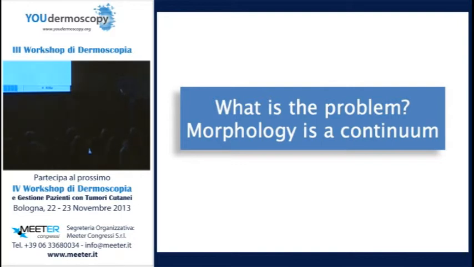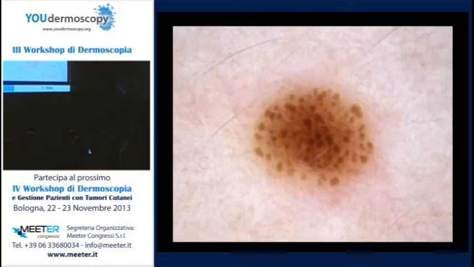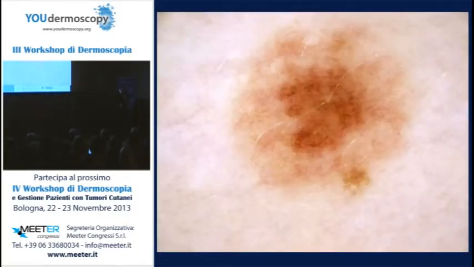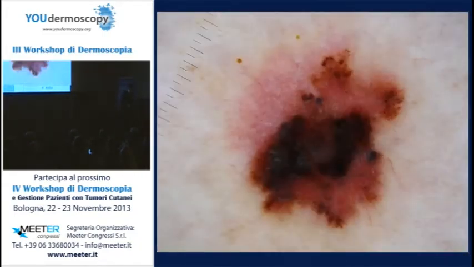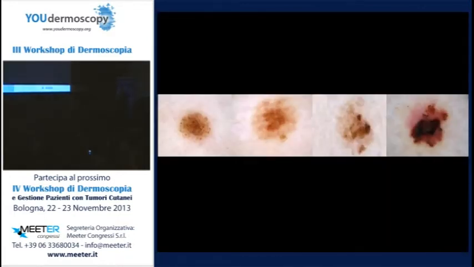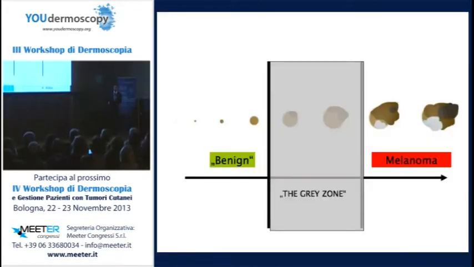Morphology is a continuum. For example, this lesion is absolutely benign, you're sure. This lesion is also more or less benign. This lesion could be malignant, and this lesion is obviously malignant. So what did you see? You saw a continuum, but this continuum was a morphologic continuum. And now, what did they do in the past? They assumed that this morphologic continuum is also a biologic continuum, and they called this the gray zone.